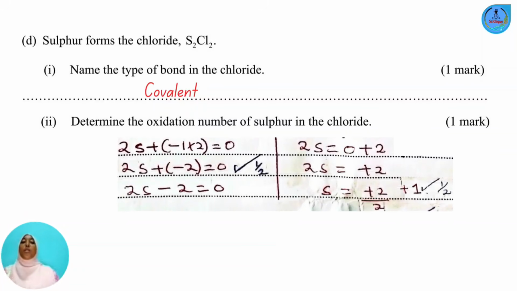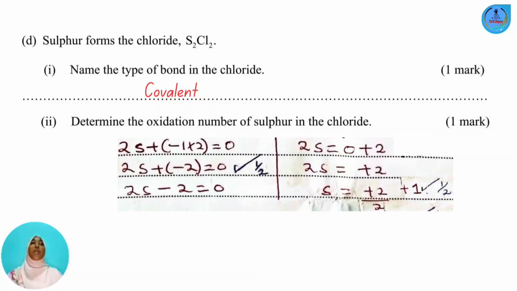Okay, so we are supposed to determine the oxidation number of sulfur in the chloride. Now, oxidation number simply refers to the number of electrons that are either lost or gained by a species during a chemical reaction. Now, if you look at our compound, it's S2Cl2. We have 2 sulfur atoms and 2 chlorine atoms. Now, when you have a molecule or a compound as such, the overall oxidation number is going to be 0. Why am I saying it's 0? Are you seeing any charge attached to the compound? No. So if there's no charge, meaning no positive or negative charge.